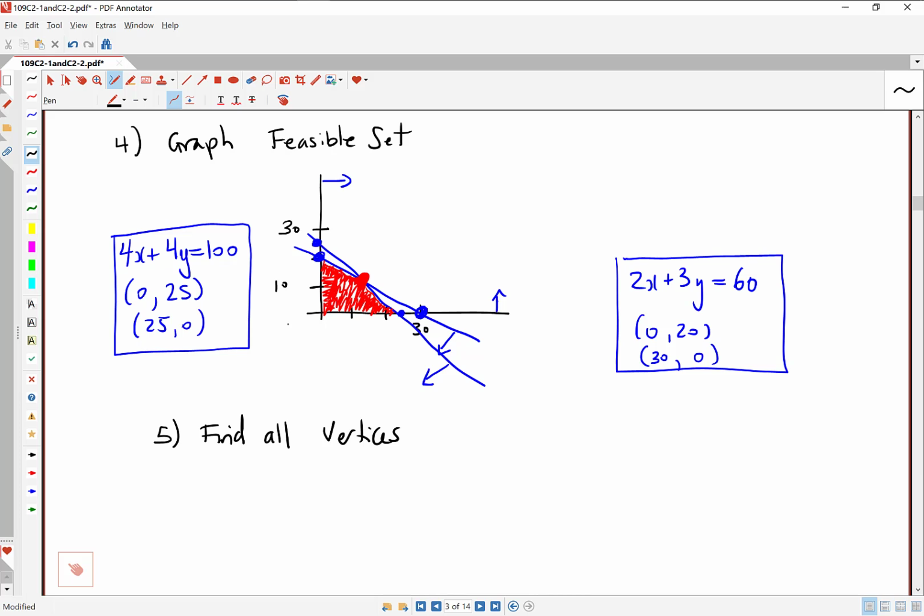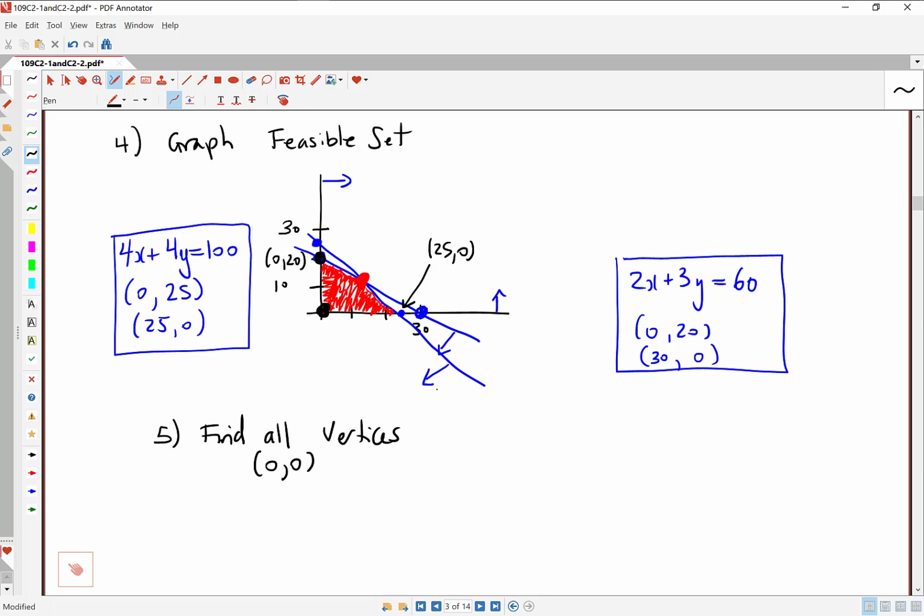3 of them we should be able to write down right away. So 1 is the origin, 0, 0. The other one was this point here. So this was the point 0, 20 coming from the first line that we drew. And this second one here came from the second line that we drew. That was the 25, 0.